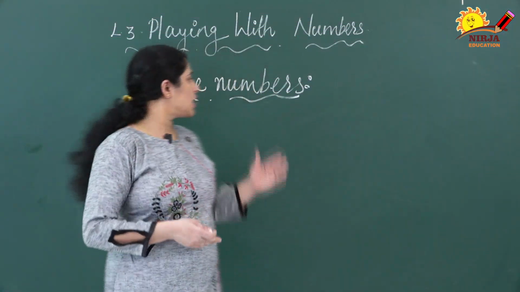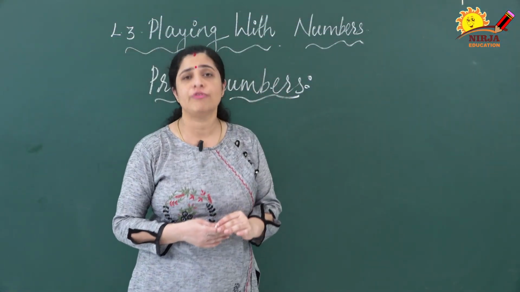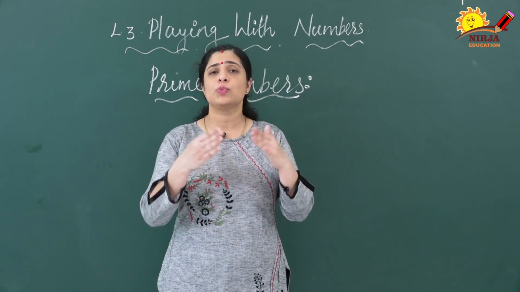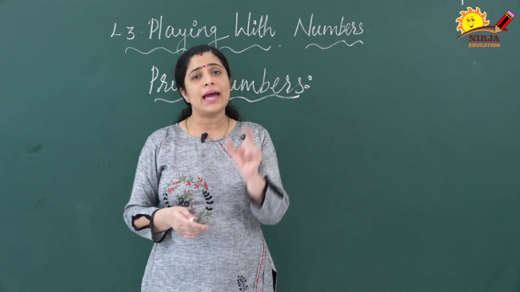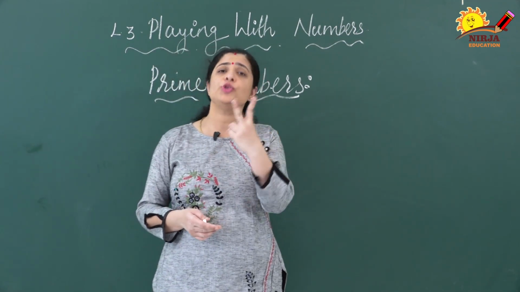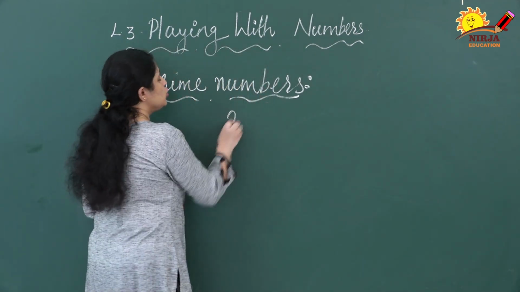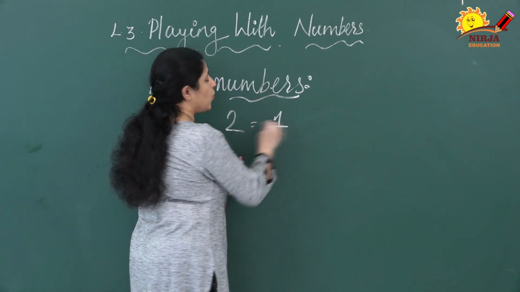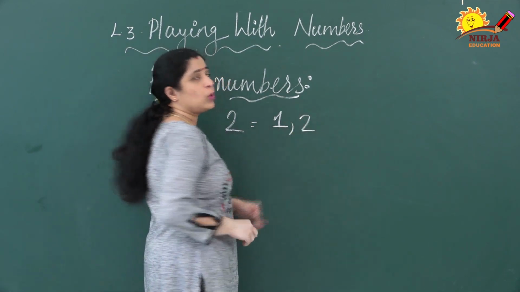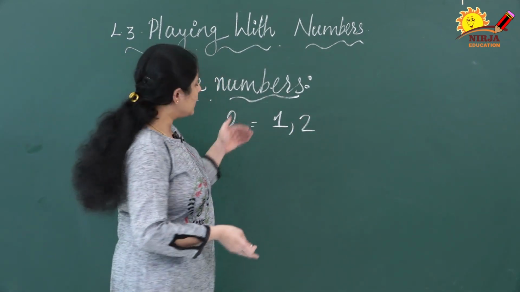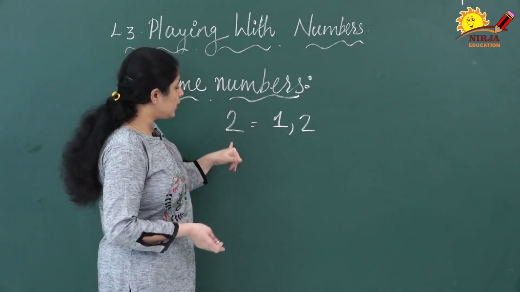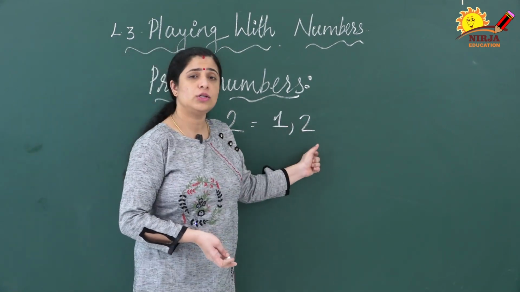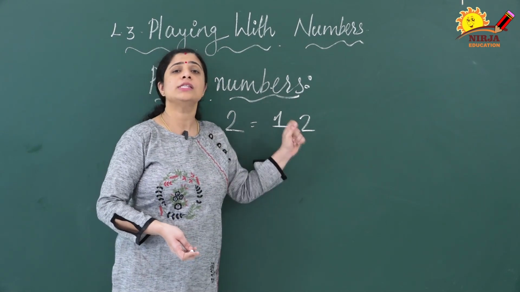Next we are going to discuss prime numbers. We have discussed factors. We said that a given number has a certain number of factors. In some numbers, we find that they have only 2 factors. I am taking the number 2. When you write the factors of this number, it has the factor 1 and the number itself. You know that 1 is a factor of every number and the number itself is also a factor. So 2 has only 2 factors, 1 and 2. Such numbers are known as prime numbers.